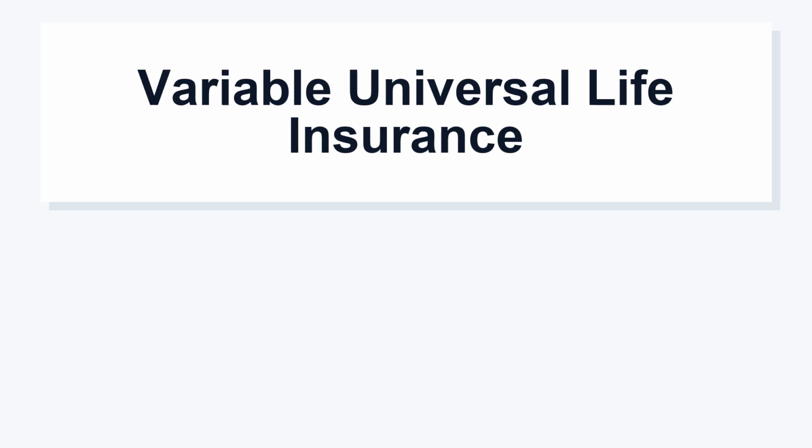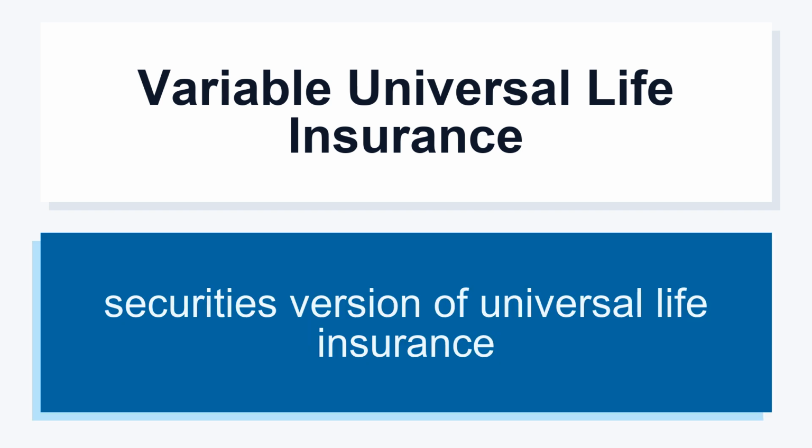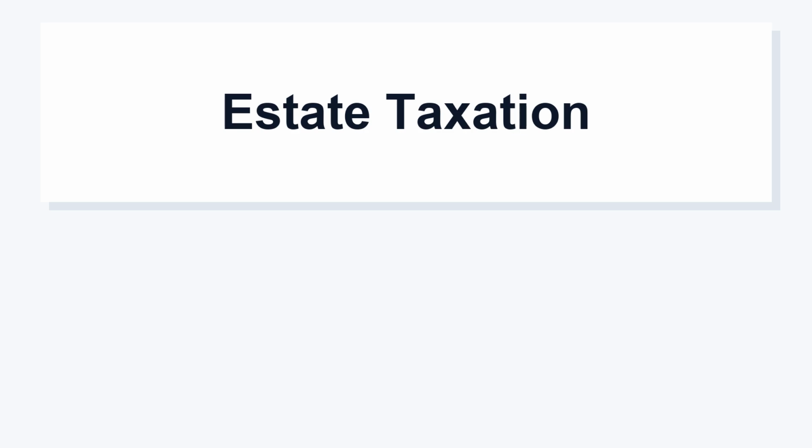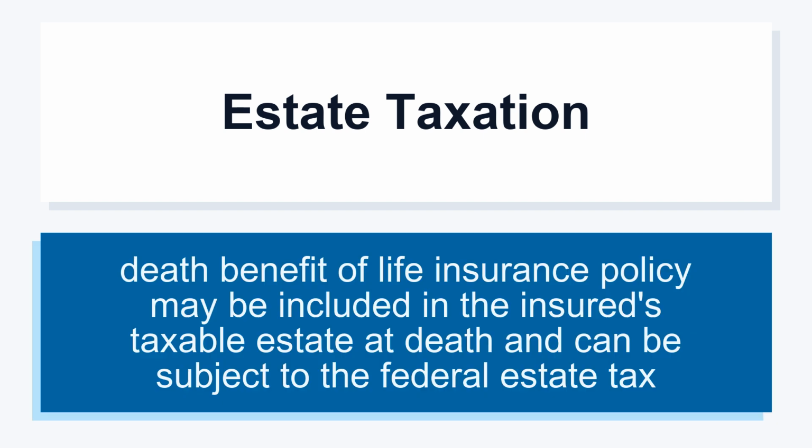Variable universal life insurance. Securities version of universal life insurance. Estate taxation. Death benefit of a life insurance policy may be included in the insured's taxable estate at death and can be subject to the federal estate tax.